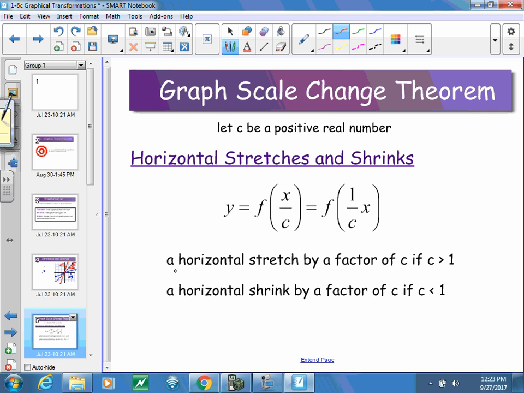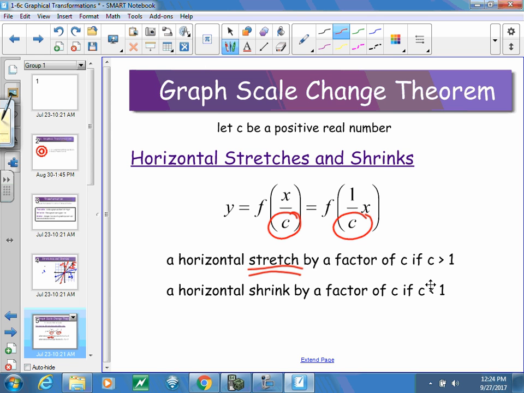Same thing's going to happen here. When you have a horizontal stretch, we have the function of y is equal to f of x divided by c, or 1 over c times x. And it's this value of c right here which is going to be telling us what our factor is and what we're stretching it by. A horizontal stretch takes place if the value of c is greater than 1. We do a stretch.